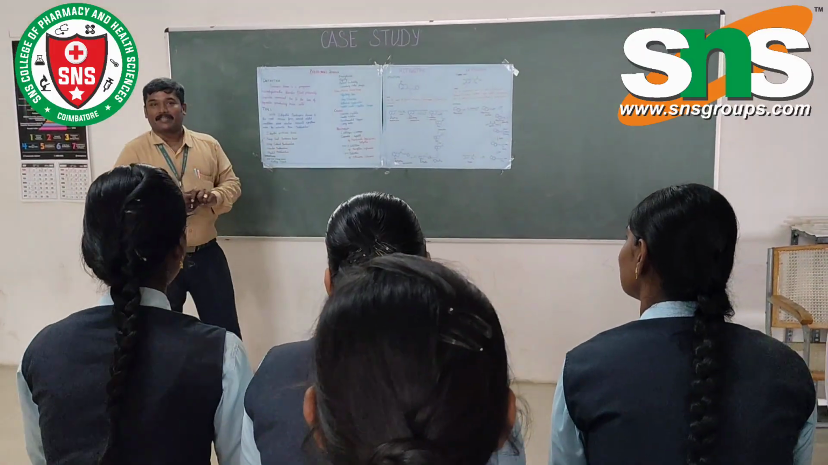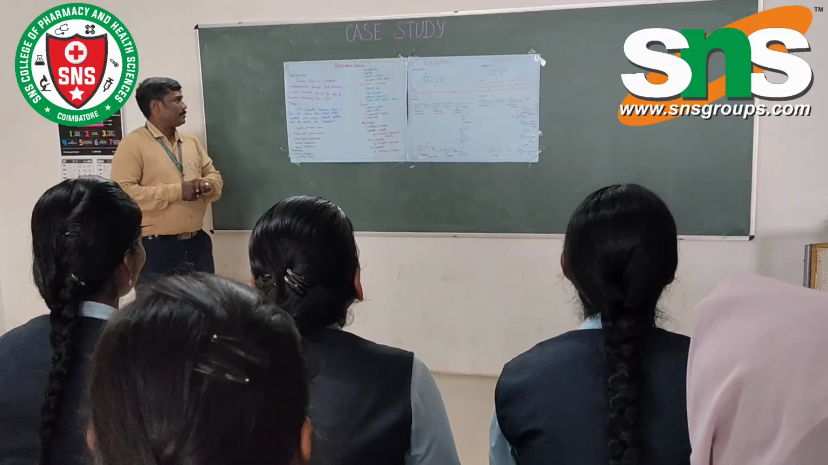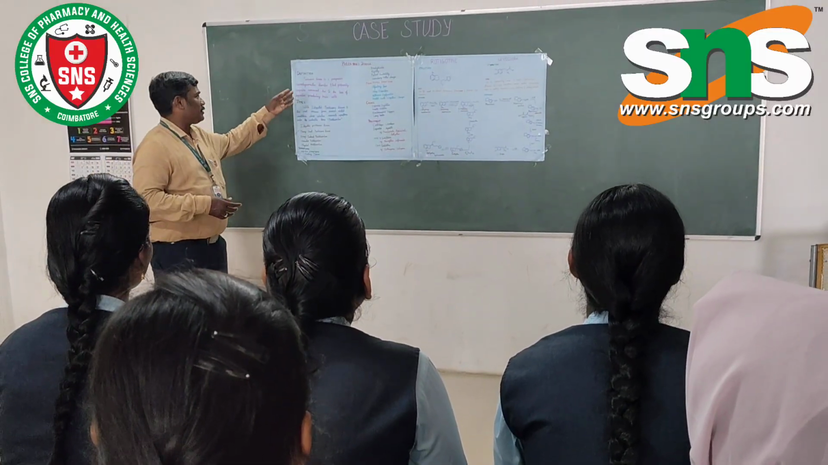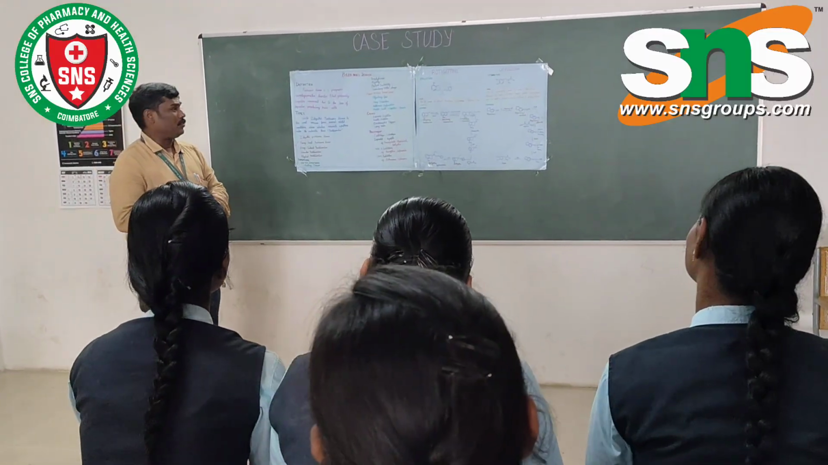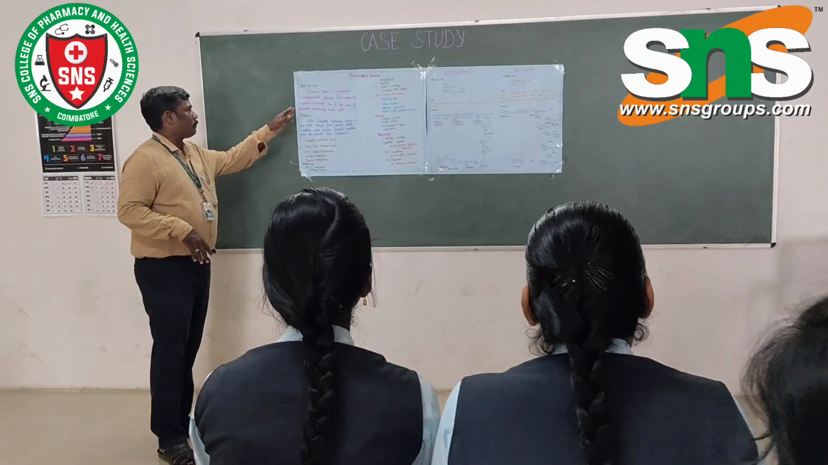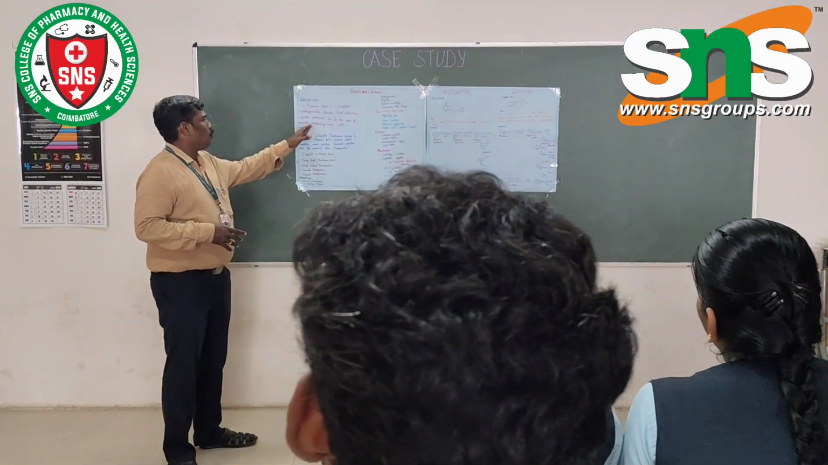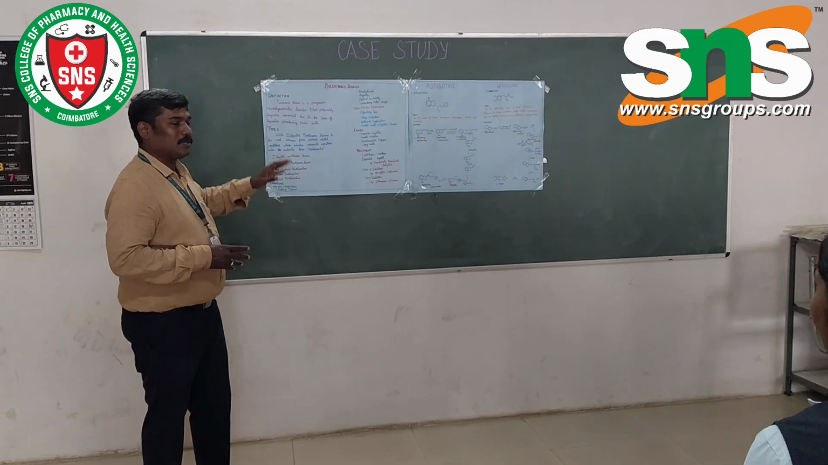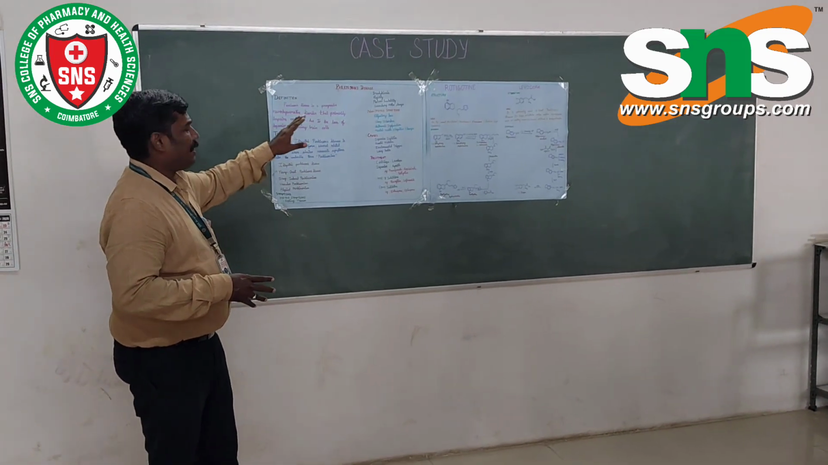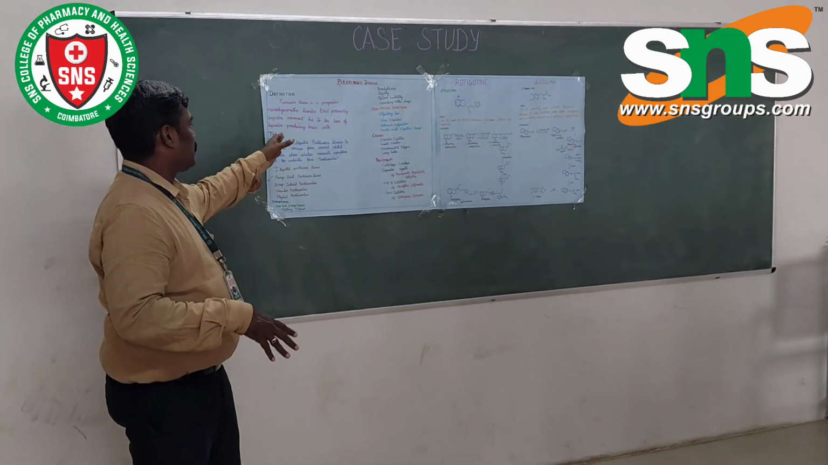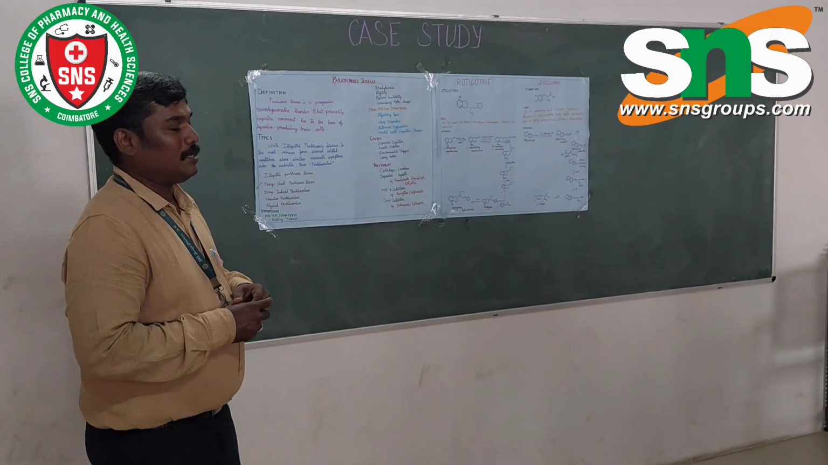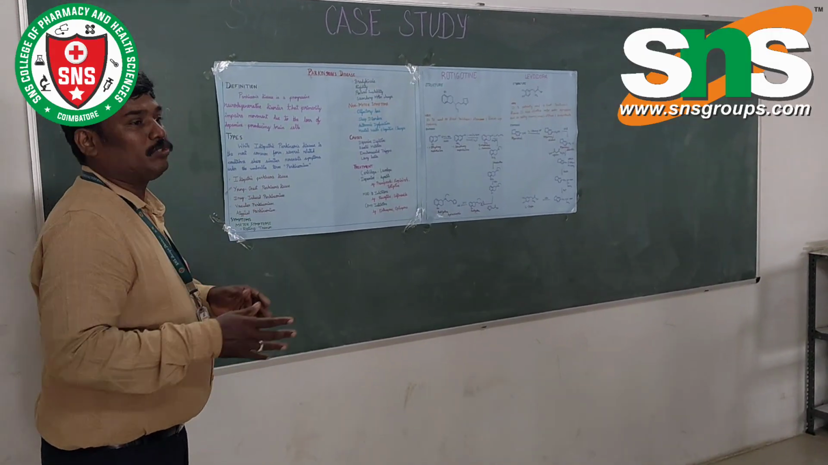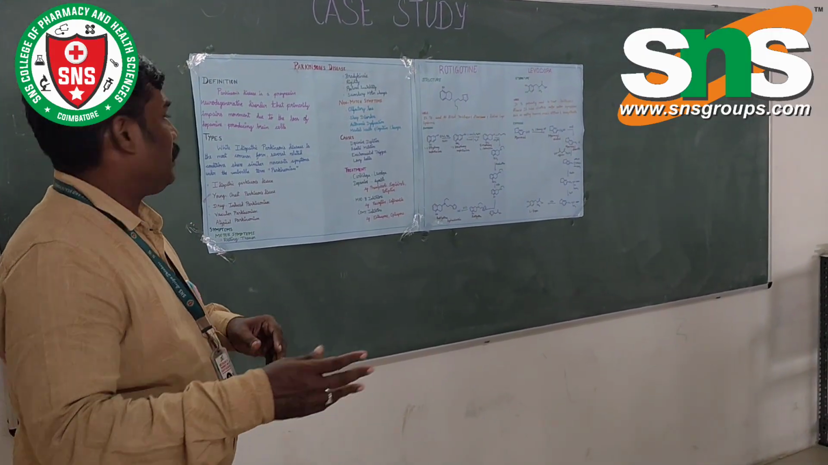Let us see a case study on Parkinson's disease. So what is Parkinson's disease? It is a progressive neurodegenerative disorder that primarily impairs movement due to the loss of dopamine producing brain cells. So it is due to the loss of dopamine producing cells that the brain cells will be lost. So that will cause the neurodegenerative disorder.